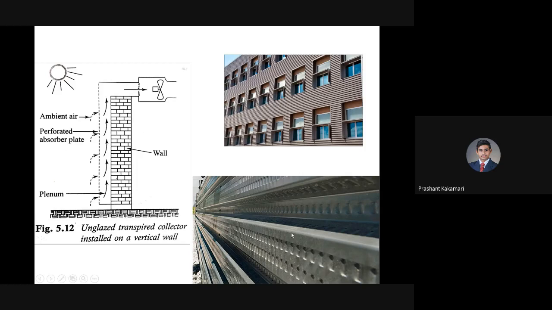Once the heating of the chamber starts, only then does the heating of the air start. So this type of application is called an unglazed transpired collector, or in short, UTC air heaters. This is the last part of the different types of air collectors.